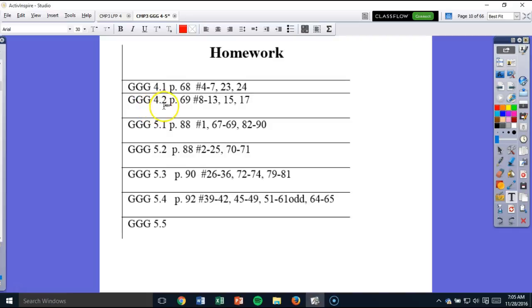Again, 4.2 homework is 8 through 13, 15, and 17. So look for patterns for exponential decay, and remember that the decay factor has to be between 0 and 1. Good luck, and I look forward to your questions in the classroom.